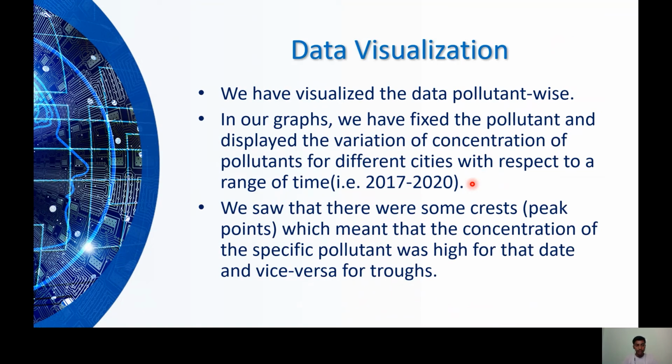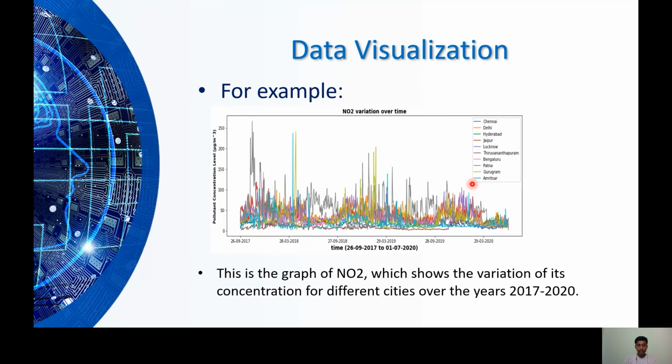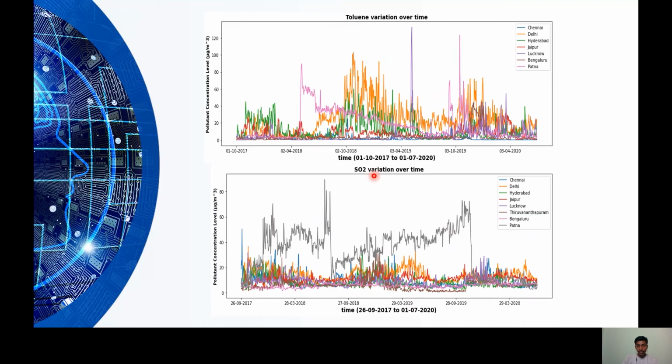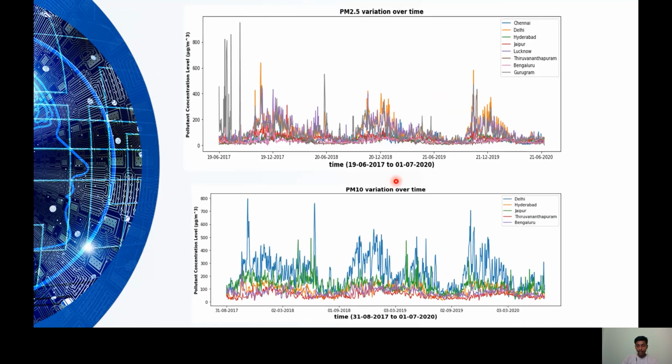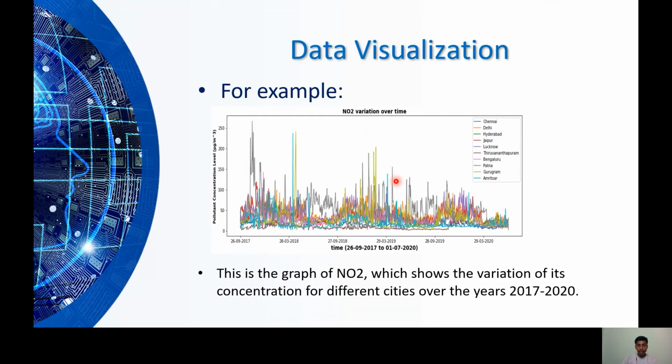After cleaning the above dataset, we are going to visualize the concentration of different cities over time. We have used the matplotlib library to generate the graphs from the dataset, which you will see in the upcoming slides. In our graphs, we have fixed the pollutant. Like in this case, we have fixed NO2, here we have fixed toluene, SO2, PM2.5, PM10, and in a similar manner we have fixed the pollutants and displayed the concentration level of a particular pollutant like NO2. The concentration level of the pollutant is plotted against time for different cities, which is represented here.